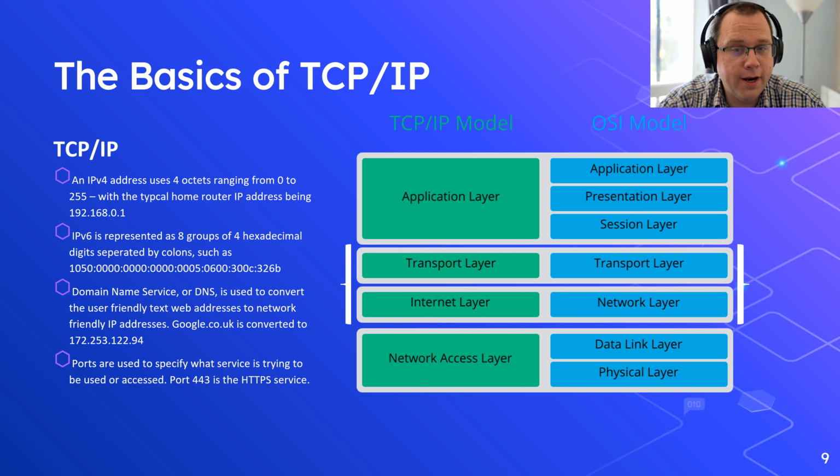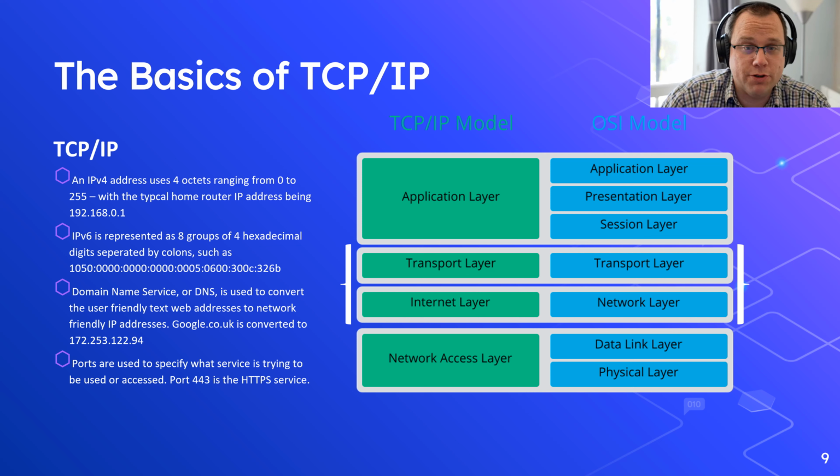So an IP address is a unique identifier assigned to each device connected to a network, and it serves as a way of identifying and locating devices within a network or the internet. An IPv4 address uses 4 octets ranging from 0 to 255, such as a typical home network address of 192.168.0.1.